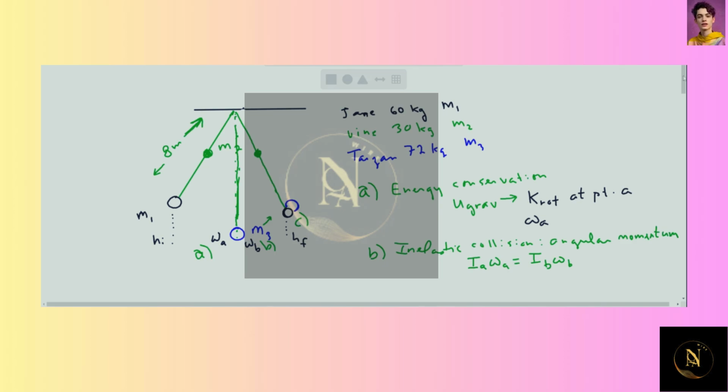And finally, in swinging back up to a final height, and of course what we're solving for in part B is the angular velocity after the collision occurs.